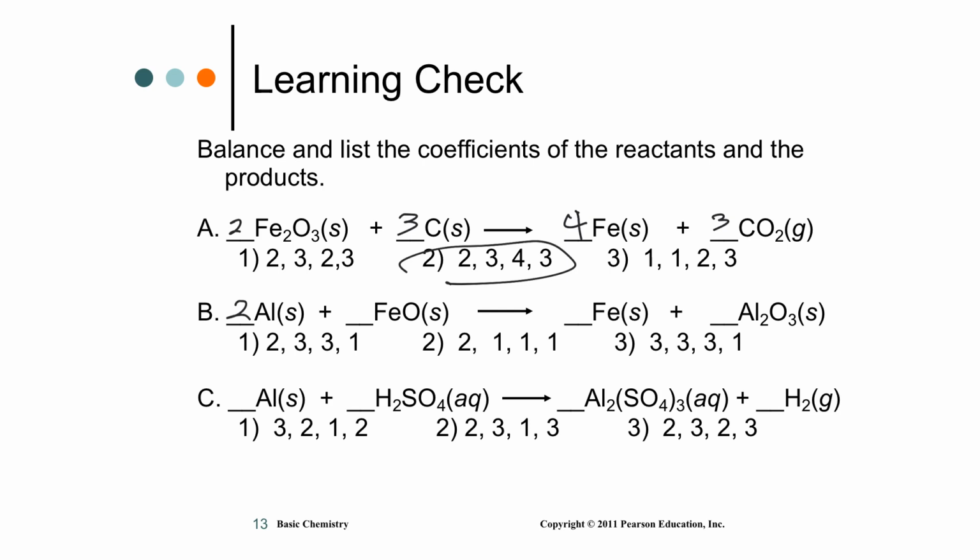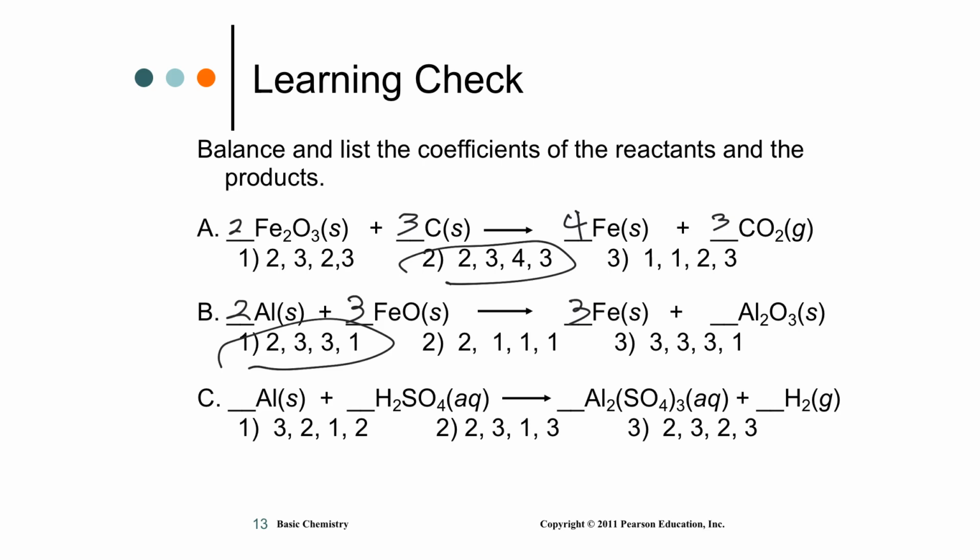All right, so iron, I've got 1 on the left and 1 on the right. So far, good. Oxygen, I've got 1 on the left, 3 on the right. So I'm going to come back over here and make 3, but that messes up my iron. So I have 3 irons on the left, 3 irons on the right. And so now I have 2, 3, 3, 1, and that is your first choice.